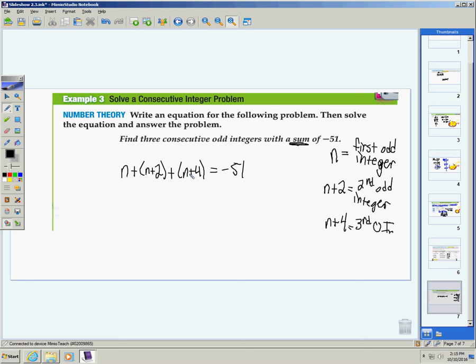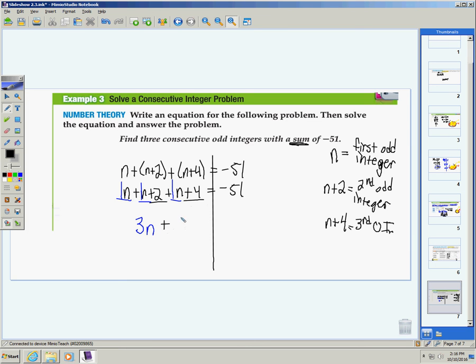So now I just need to add them together. Plus signs in front of parentheses don't do anything, so they just make the parentheses go away. So I get n plus n plus 2 plus n plus 4 equals negative 51. Now I need to combine my like terms. Remember, if you don't see a number in front of a variable, there's really a 1 there. So it's 1n plus 1n plus 2 plus 1n plus 4. To combine my like terms of all my n's, I've got 1n plus 1n plus 1n. That gives me 3n. Plus, I've got positive 2 plus 4 gives me plus 6 equals negative 51.